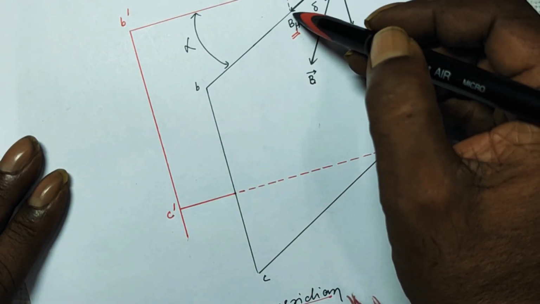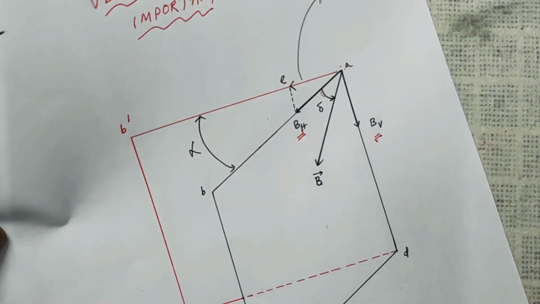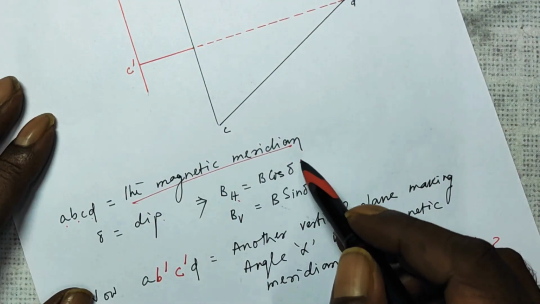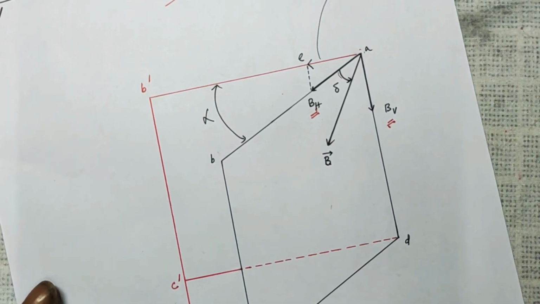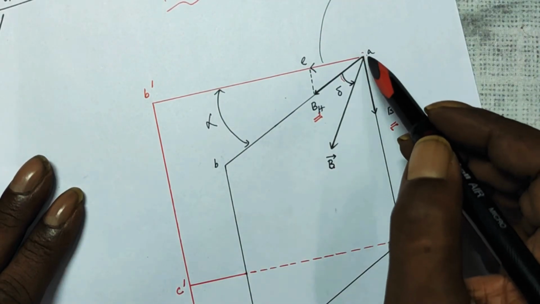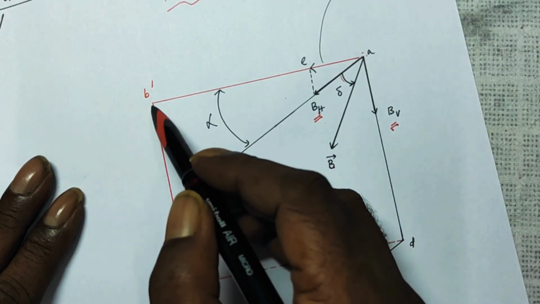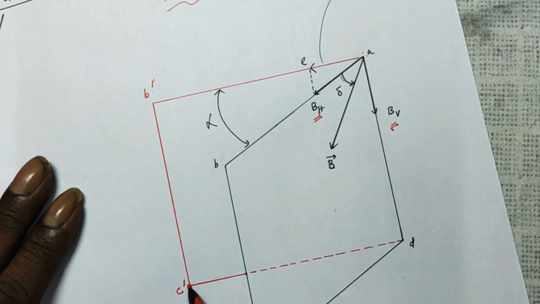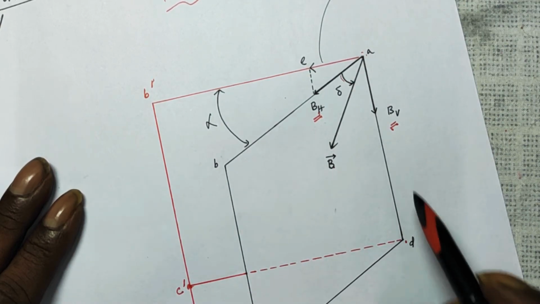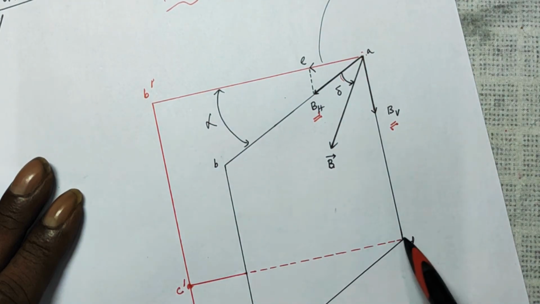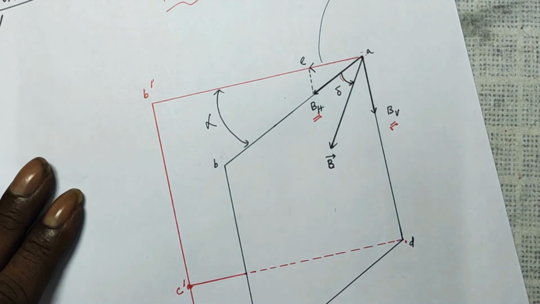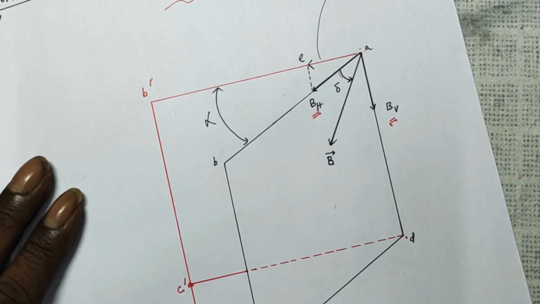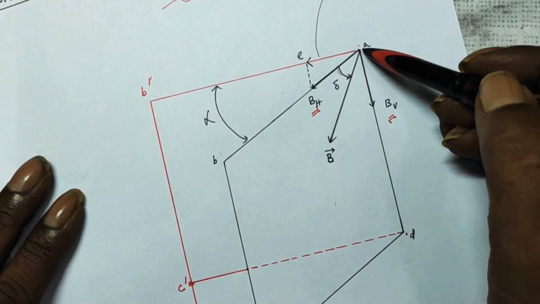So how much will be BH? Your BH will be B cos delta, BV will be B sin delta. Now I have considered another plane. Look at this part: small a, B dash, this point is C dash, and D. This is another vertical plane at the same place A, but this plane does not coincide with the magnetic meridian. This plane does not coincide with this plane.